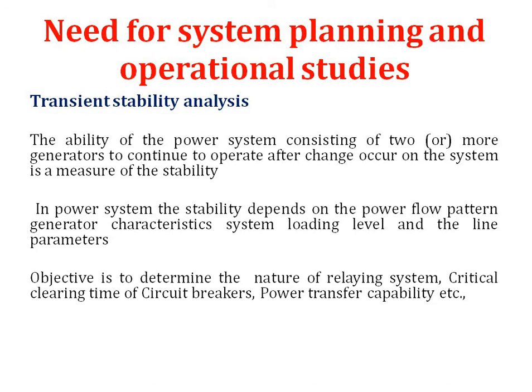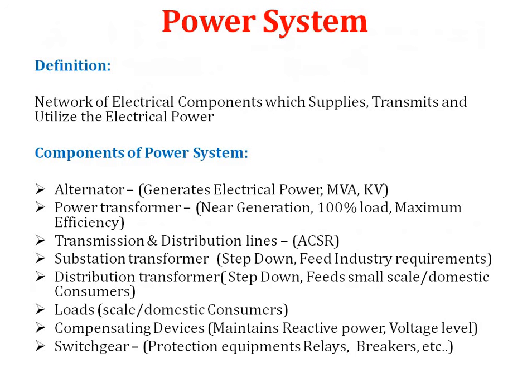Need for system planning and operational studies. Transient stability analysis. The ability of a power system consisting of two or more generators to continue to operate after a change occurs on the system is a measure of the stability. In a power system, the stability depends on the power flow pattern generated, characteristic of the system, loading level and the line parameters. The objective is to determine the nature of the relaying system, critical clearing time of circuit breaker, power transfer capability, etc.